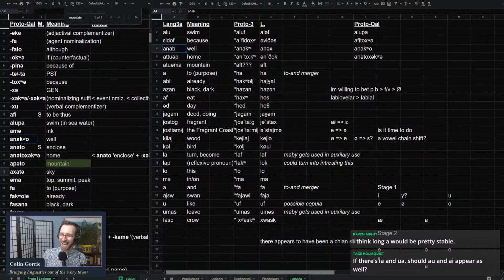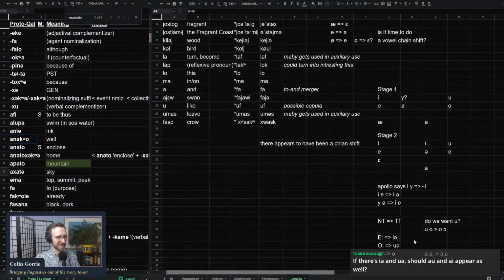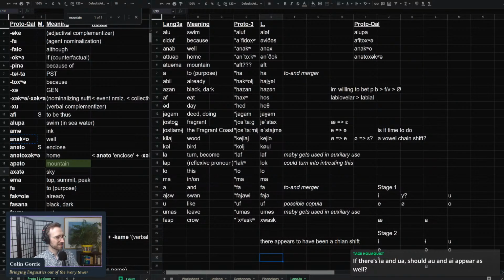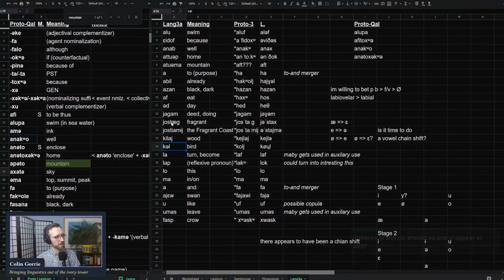Oh, Queen saying a could go to a. Yeah, okay, that's actually more funny. This is a language that just wants a to exist. So jostag. Jostag, jostiami. Jostiami. Sorry, let's make that a schwa. Jostiami. Kilai kul la lap. Lo ma a ayew u umas fasp.